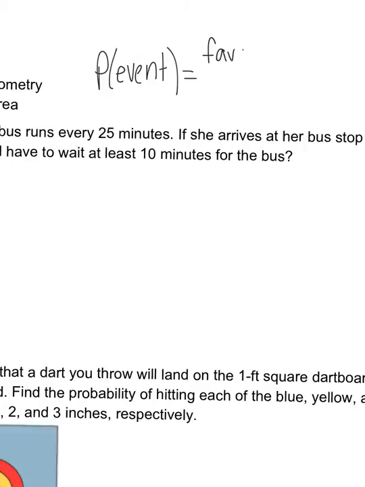For now, I'm just going to write favorable over total, because like we talked about yesterday, there's really 3 types of probability that we're going to be looking at. The first would be when the numerator of your fraction is the number of favorable outcomes over the number of total outcomes.